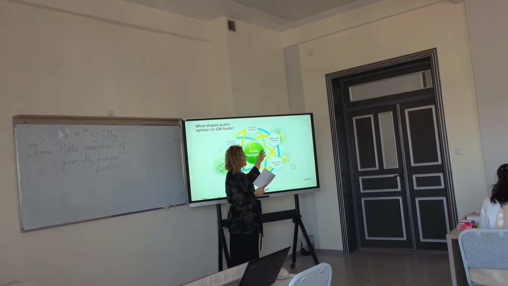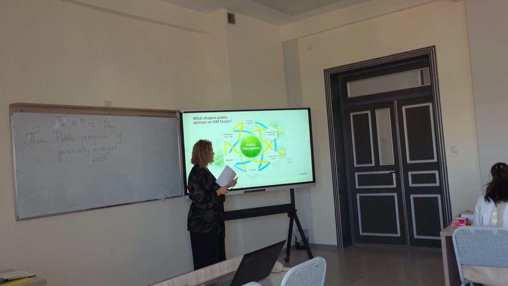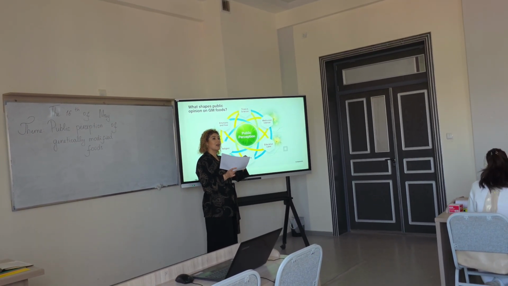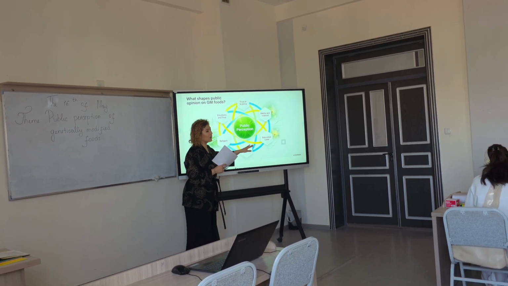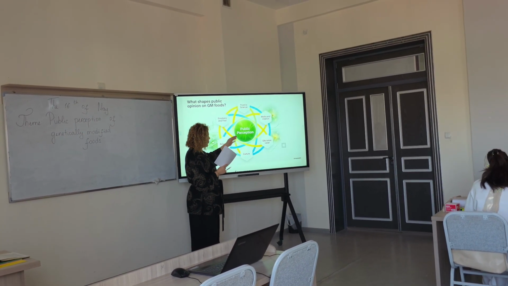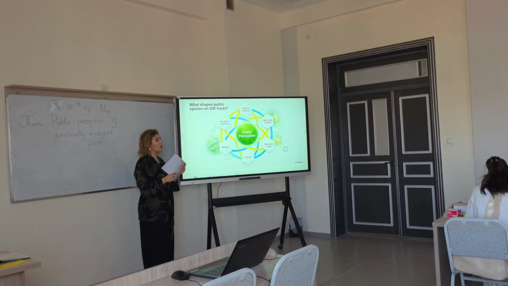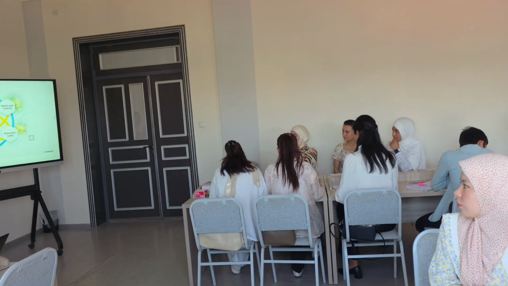The second one is media and the internet. Here, social media or internet news reports can give us information. I mean, here we can understand information and misinformation about these. Education level also plays an important role here. Culture, religion, emotions, and fear can also shape public perception about GM foods.